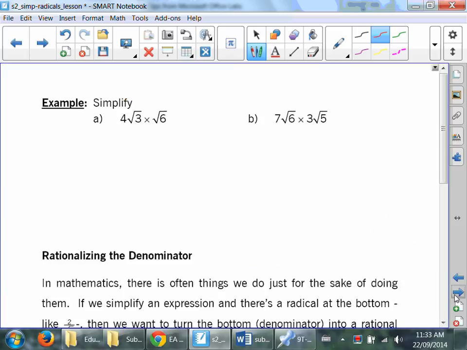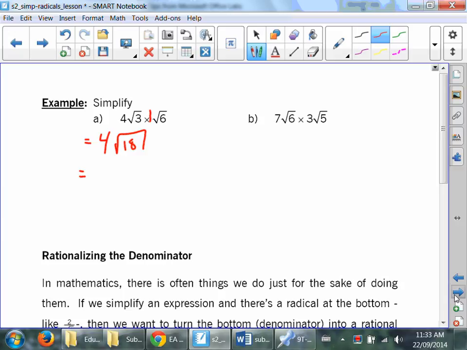Okay, a few more examples here. If we have 4 root 3 times root 6, what do we do? We multiply numbers outside the root by numbers outside the root, numbers inside the root by numbers inside the root. So there's no number here, so we'll assume there to be a 1. 4 times 1 is 4. 3 times 6 is 18. So we get 4 times the square root of 18.